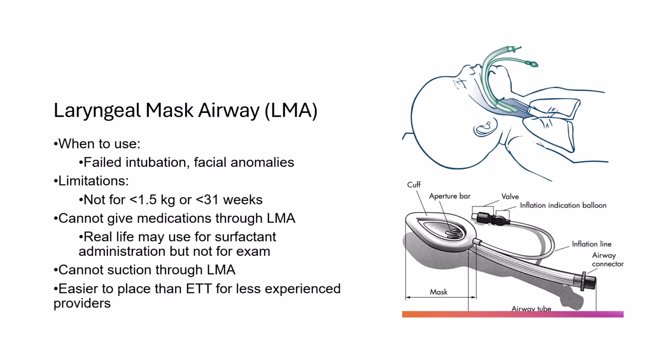The laryngeal mask airway, or LMA, is used when intubation fails or with facial anomalies that make mask ventilation difficult. There are limitations. Don't use an LMA for babies less than 1.5 kilograms or less than 31 weeks gestation. You cannot give medications through an LMA, and you cannot suction through it either. The advantage is that an LMA is easier to place than an endotracheal tube for less experienced providers. It's a good backup option when you can't intubate but need to secure the airway.